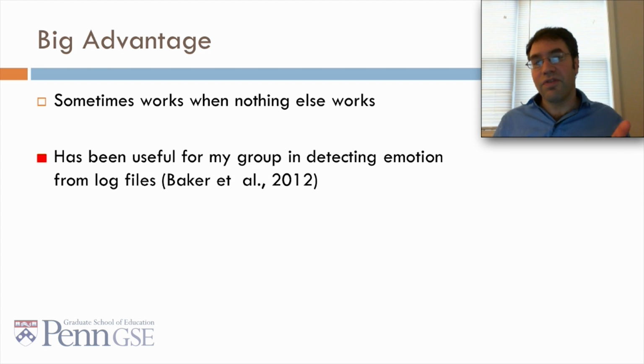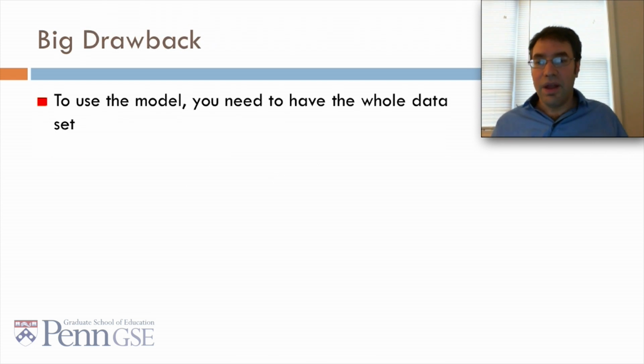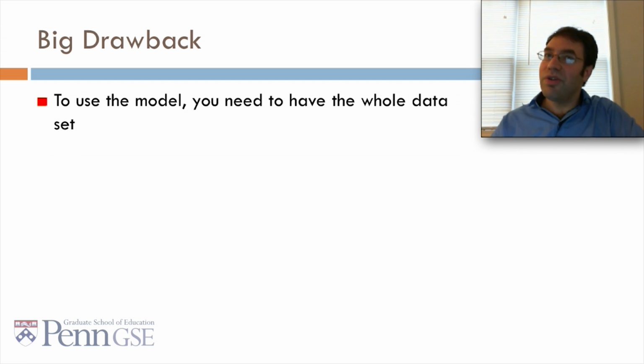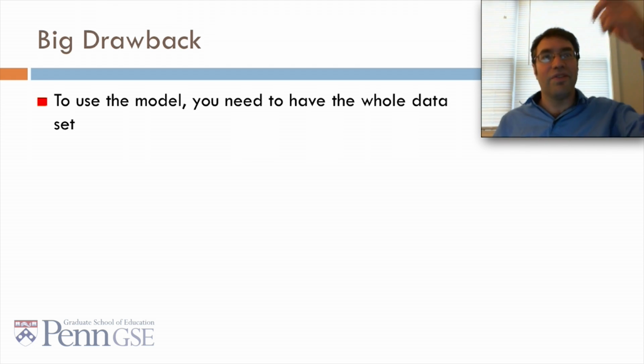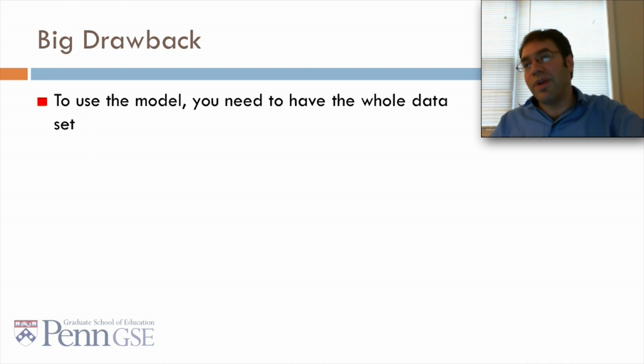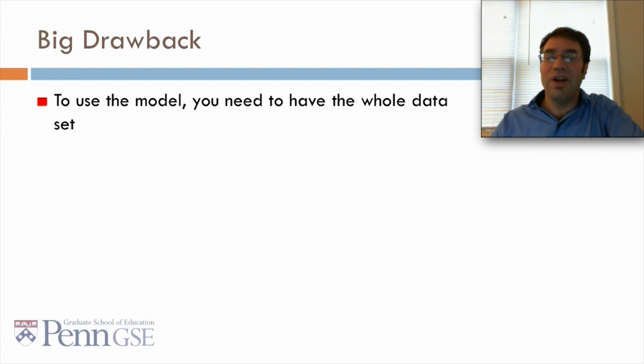My group in specific has found that it's useful for detecting some emotions from log files, where there's many different ways that emotions can manifest itself within a student behavior, and they may not be all that related. But the big drawback is to use this model, you need to have a whole data set, which makes it sort of intractable for use in a running educational system. If you imagine having to have 1.6 million data points that your system has to go through every time it wants to make a decision, that doesn't work too well. On the other hand, for kind of offline analysis and discovery of models analysis, it can be a very powerful tool.